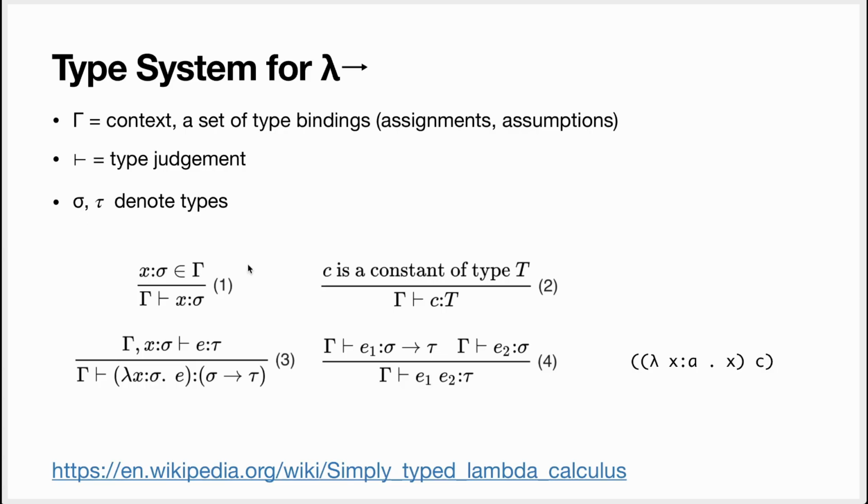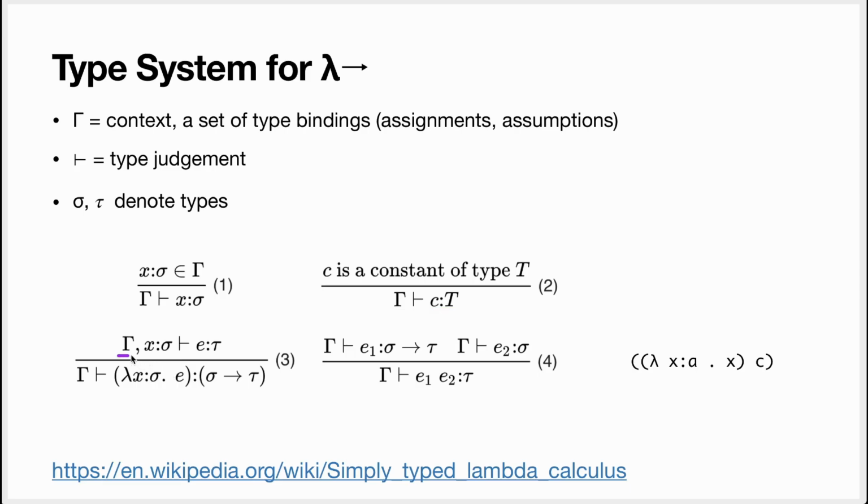Let's start with the first rule. This says that if the type binding that x is of type sigma is within the context, then we have a type judgment of the same effect. This is just mathematical accounting. It just says that the context tells the truth about types. The second rule is similarly simple. It just says that if c is a constant of type t, then we have a type judgment to the same effect.